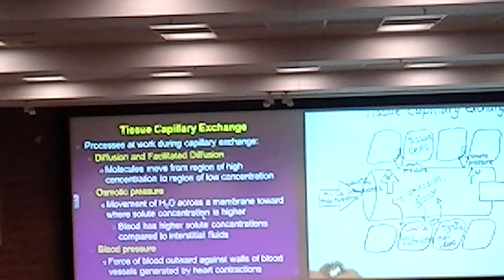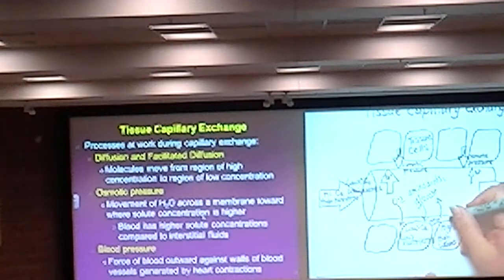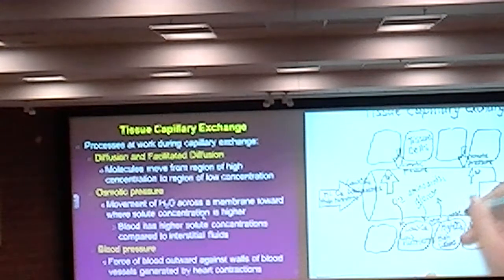Oh, I forgot about the wastes here, which of course, I know you guys have figured this out. The wastes are also going to be going, other wastes, into the blood as well, going from high to low. But carbon dioxide and other wastes are going to be diffusing in. The cells are getting rid of those. Cells are happy. Now, there's one other funny little thing that goes on, and that's movement of water.